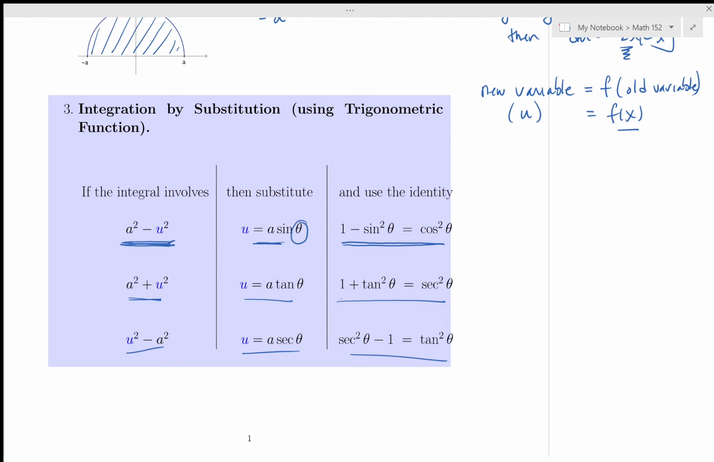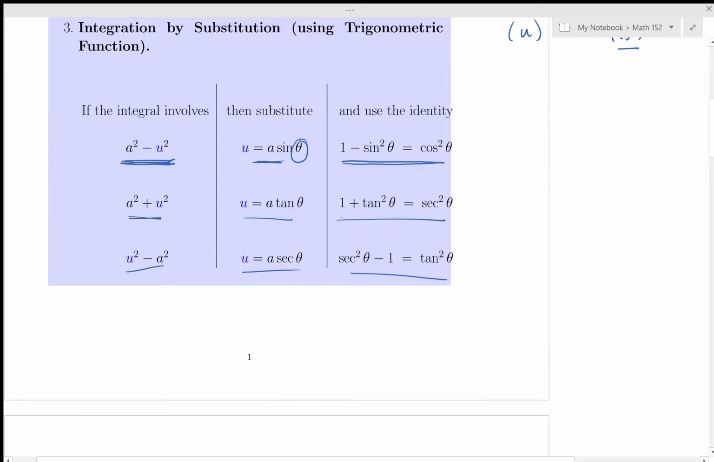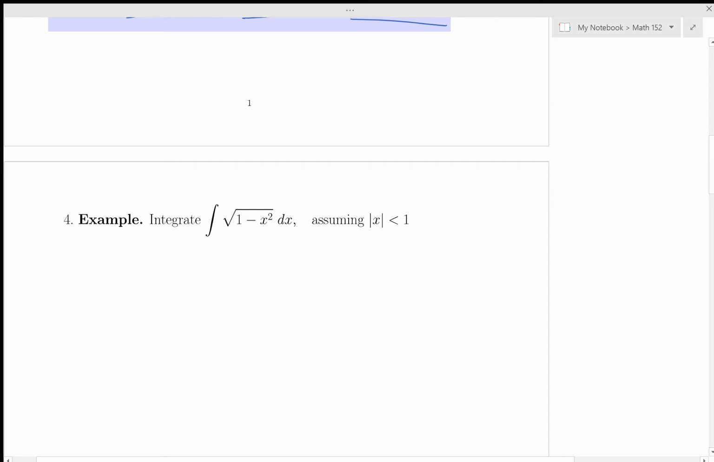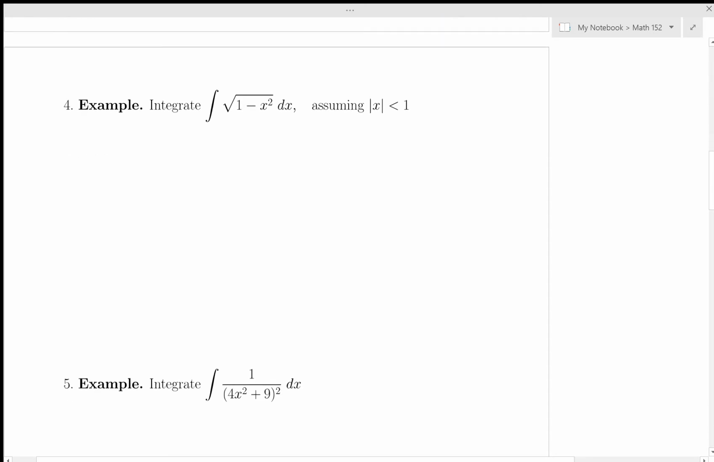So let's take our first example. That will be the integral of the square root of 1 minus x squared, assuming that the absolute value of x is less than 1, so we don't get a negative underneath that square root. Now what we're going to do is a different type of substitution. We're going to substitute in this manner: x, our original variable, and we make the substitution x equals sine theta.